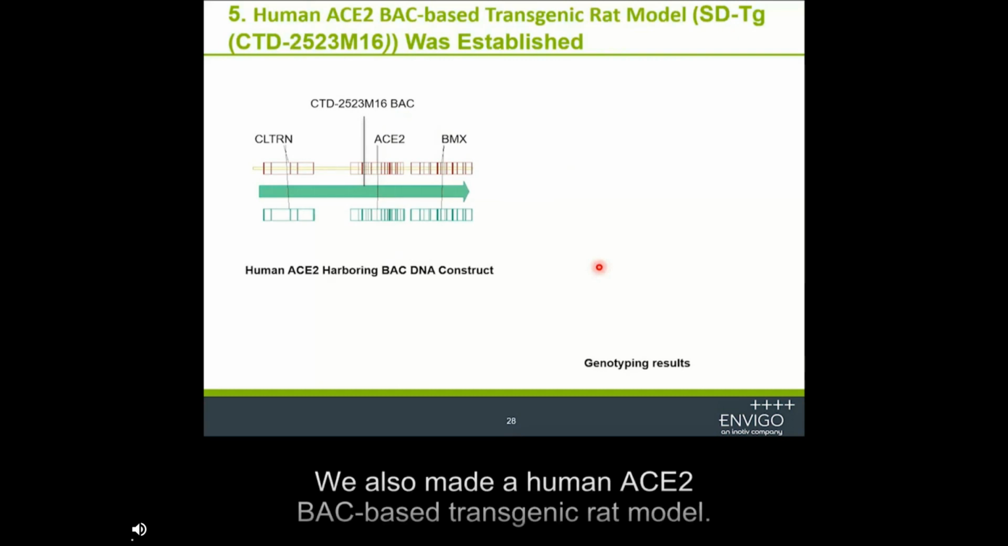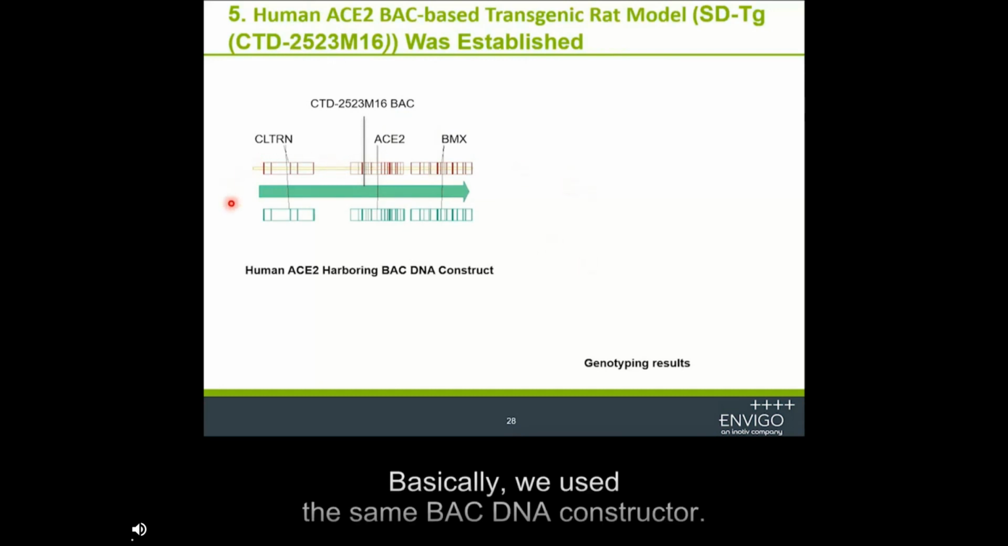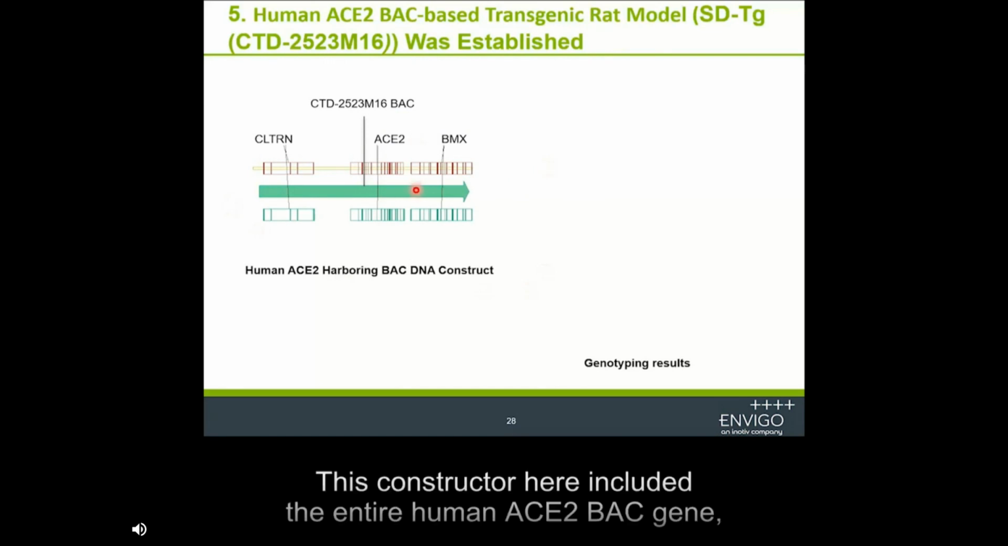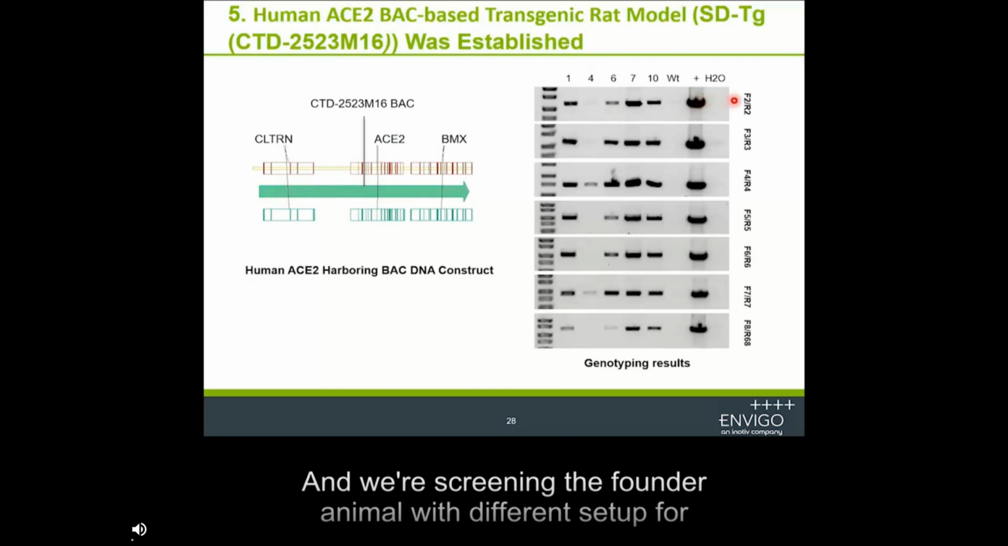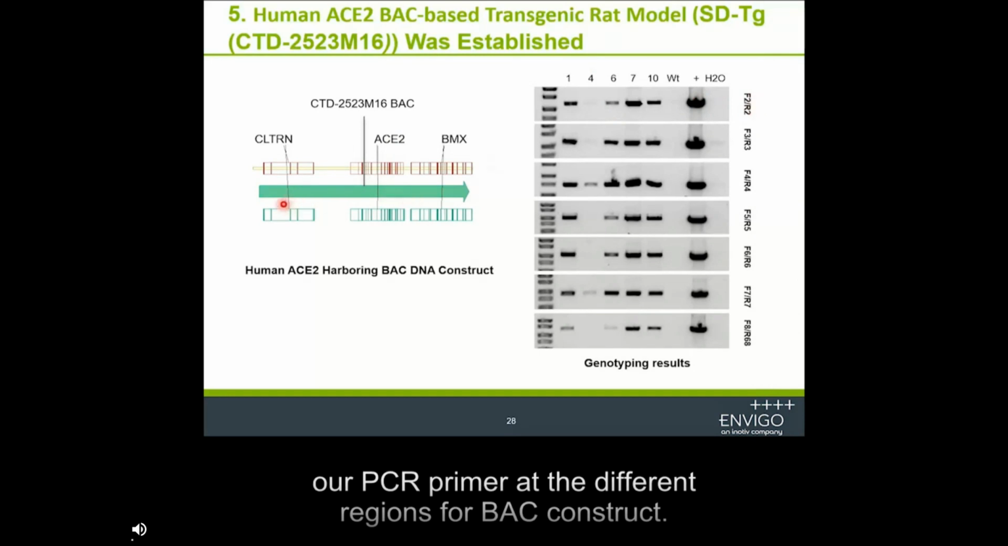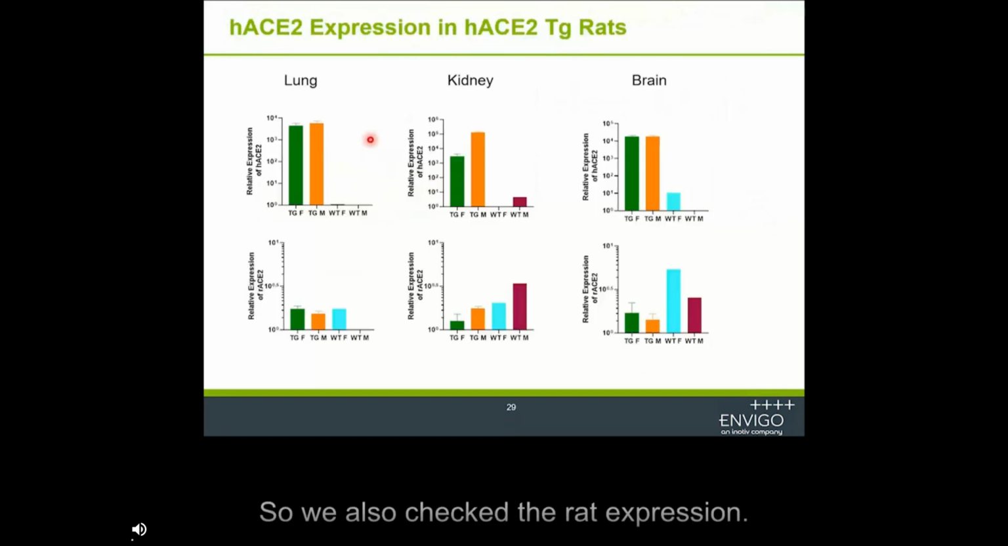Yes, we also made a human ACE2 BAC-based transgenic rat model. Basically, it uses the same BAC DNA construct. This construct includes the entire human ACE2 gene, including the promoter and some neighboring sequence. We screened the founder animals with different sets of PCR primers to target different regions of that construct, and we also checked the BAC expression.